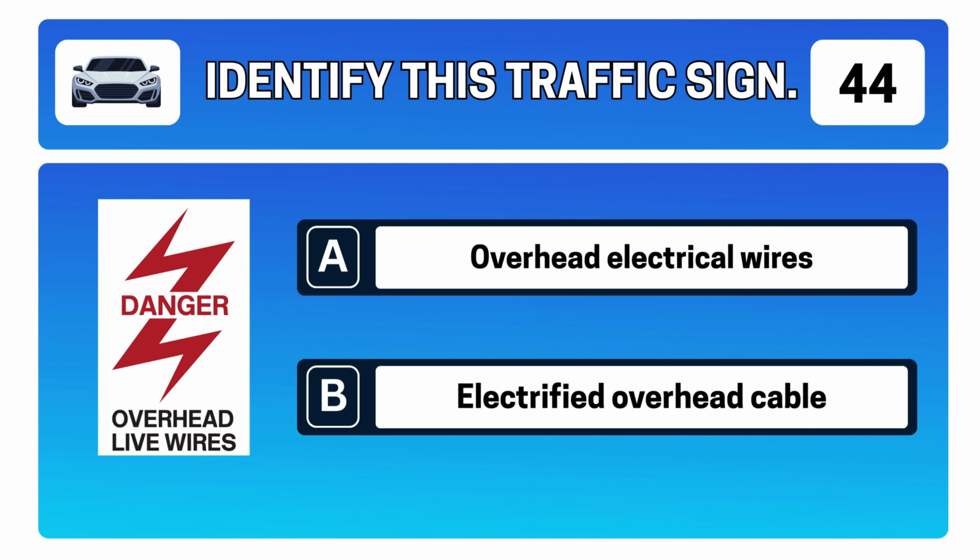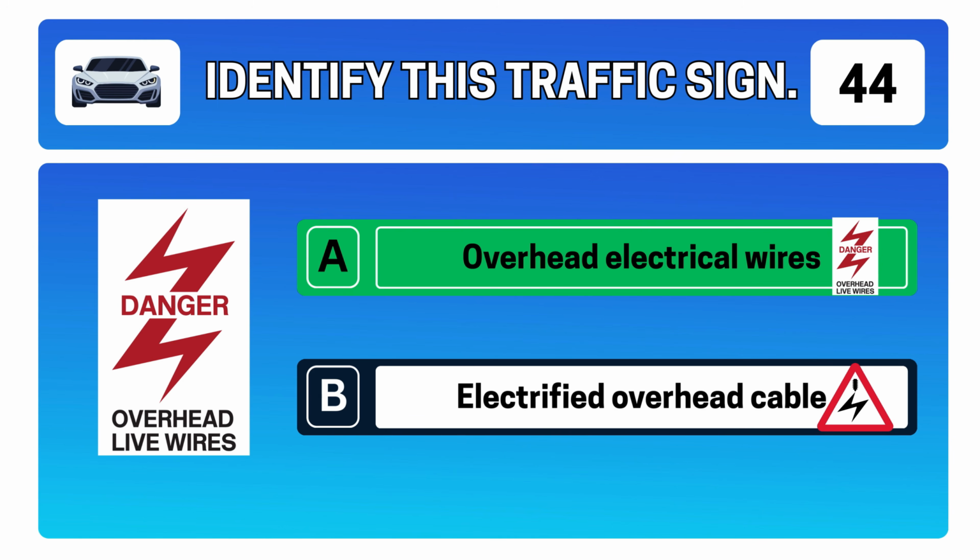Identify this traffic sign. A. Overhead electrical wires. B. Electrified overhead cable. Well noticed. It is the overhead electrical wires sign.